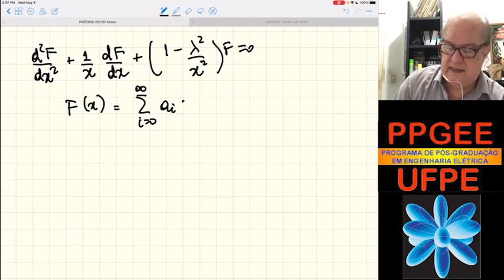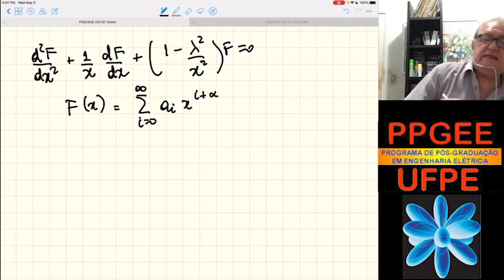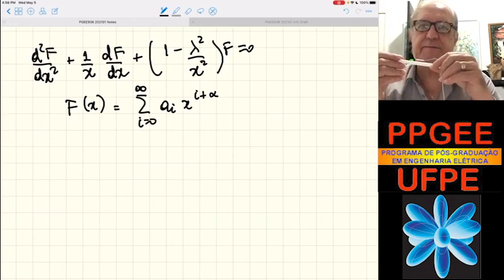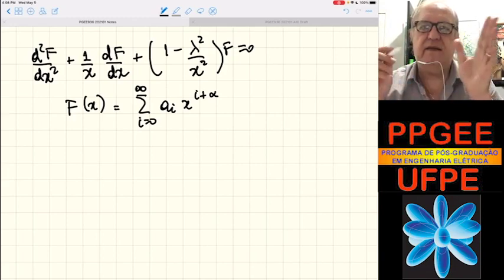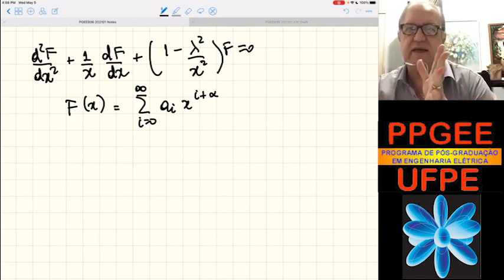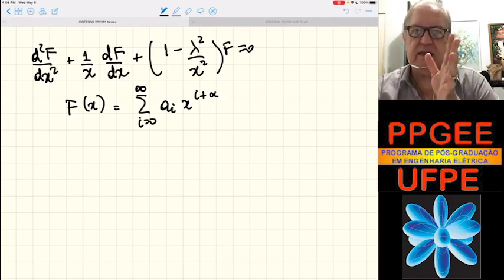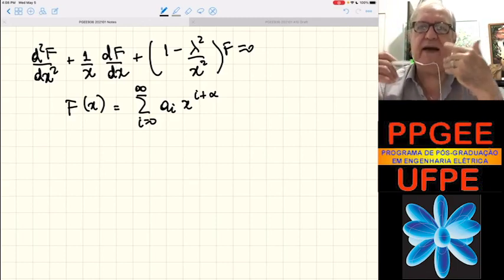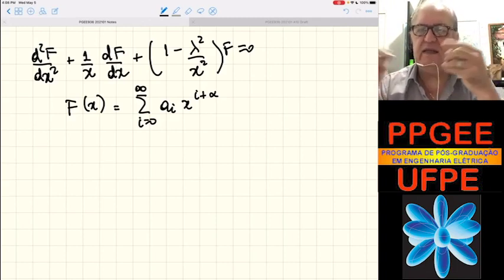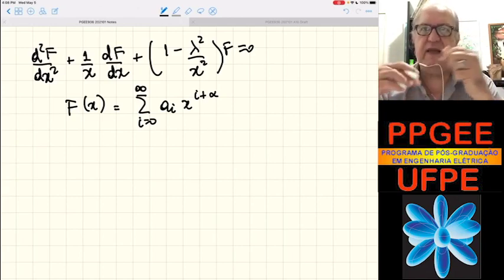Sum of a_i x^(i+alpha). In this case, differently from the Legendre polynomials, we will see that, look, the range of r, which is x, goes from 0 to infinity in general, or to a certain maximum value of r. We might have singularities, either at r equals 0 or r going to infinity, depending on the choices.